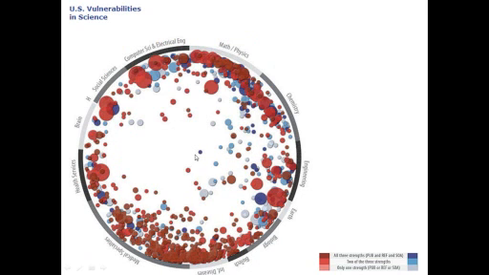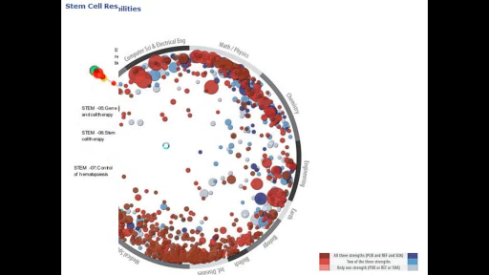Another map that was done for the National Science Foundation is a U.S. vulnerabilities in science map. Where are we good and where are we not so good? Where are other people beating us? So what are our areas of expertise, and where should we maybe beef up our educational resources a little bit so that we can better serve the needs of the nation?